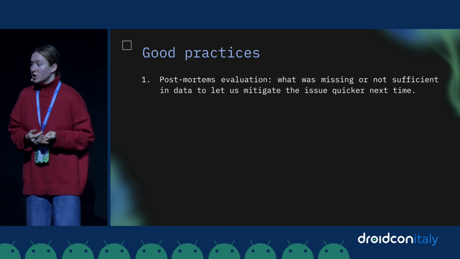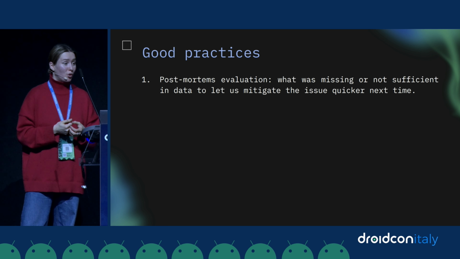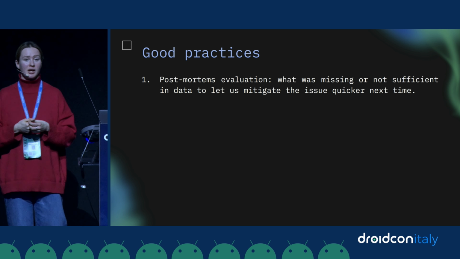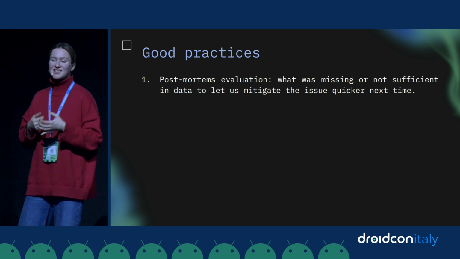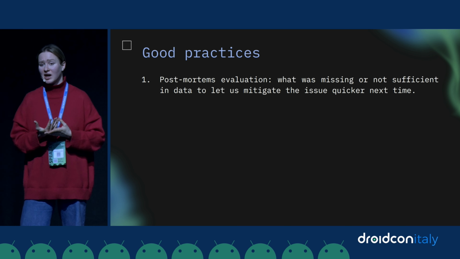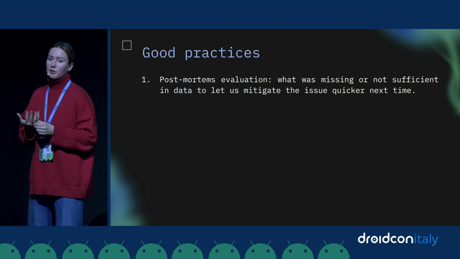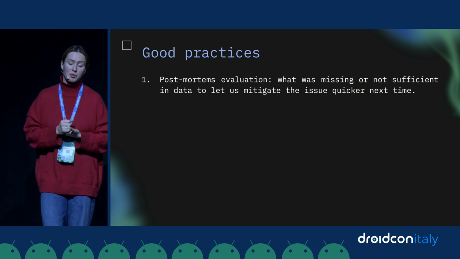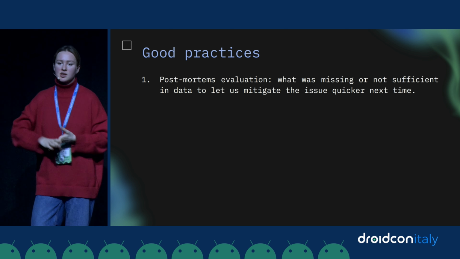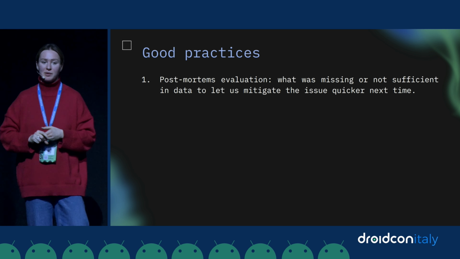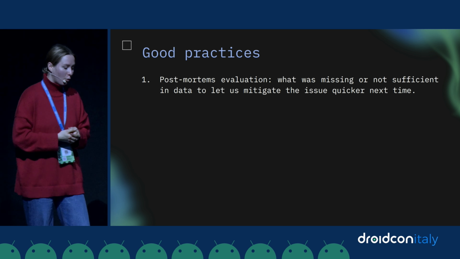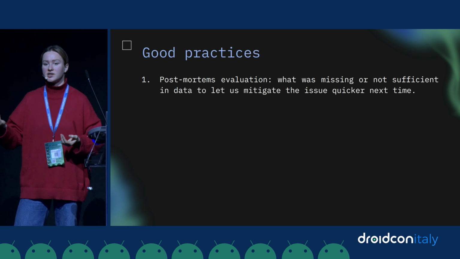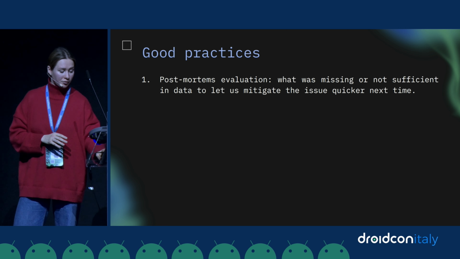So we try to analyze post-mortems and every time improve our metrics, evaluation, aggregation. We always check what data we were missing, what data wasn't sufficient to solve the problem faster. And by continuously improving the metrics process, we can handle incidents faster and faster every next time.